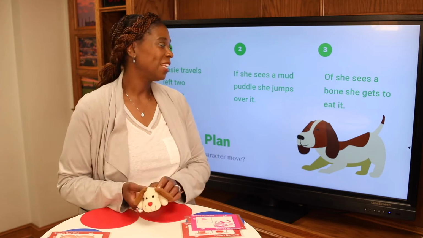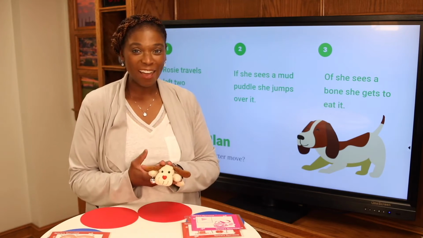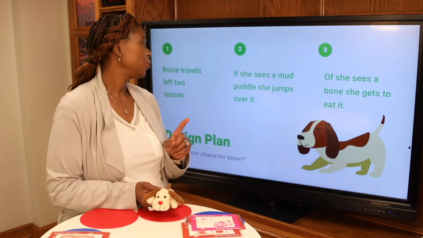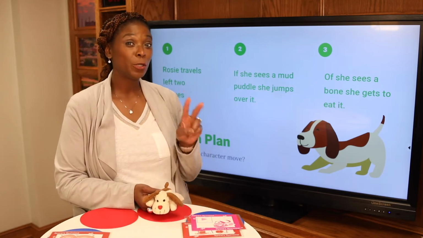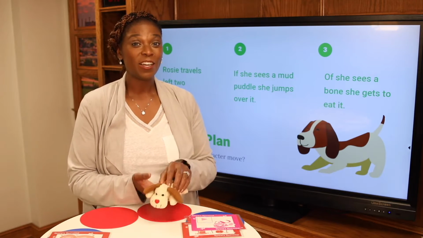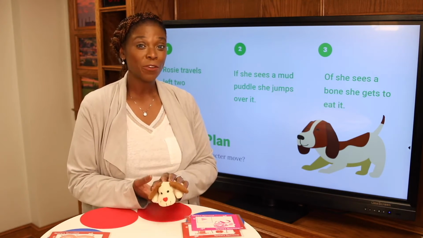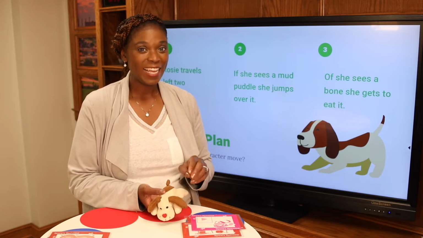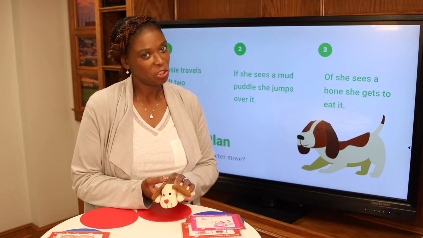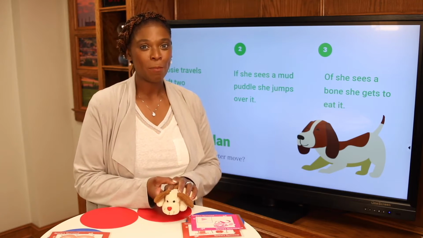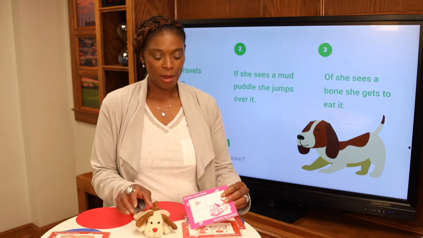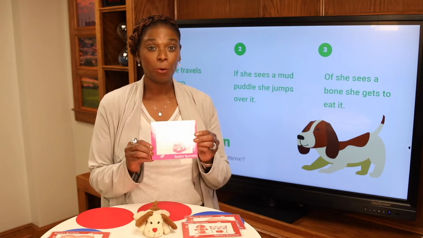Hi, we're ready to plan our design with Rosie. I have Rosie here, and let's go over our design plan. First, we're going to have Rosie travel 2 spaces. If she sees the mud puddle, she's going to hop 2 times over the mud puddle. Second, if she sees a bone, she's going to hop 2 times because she's so excited and pick up the bone. Let's see how Rosie goes. The first part of our program is when we press play.